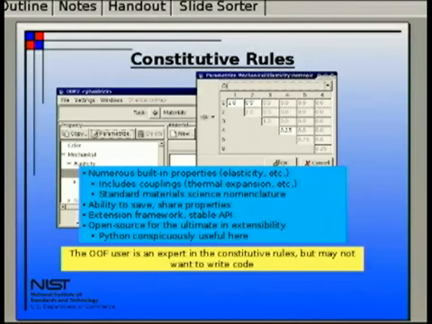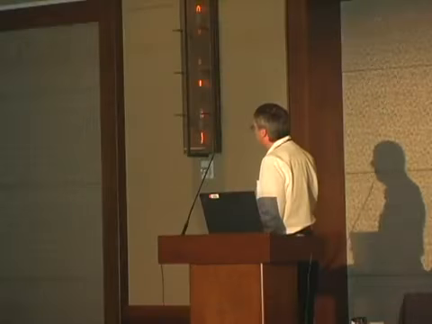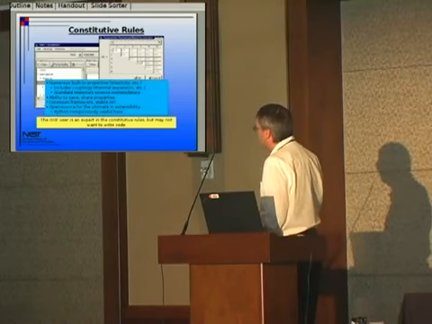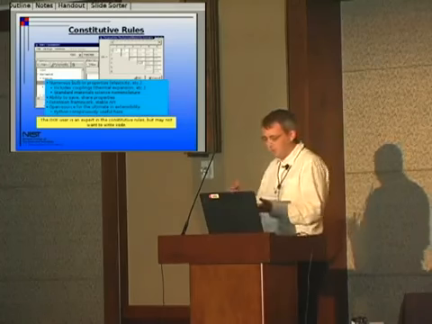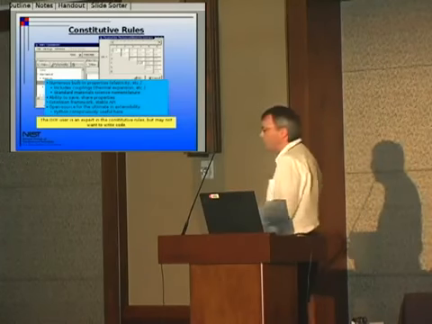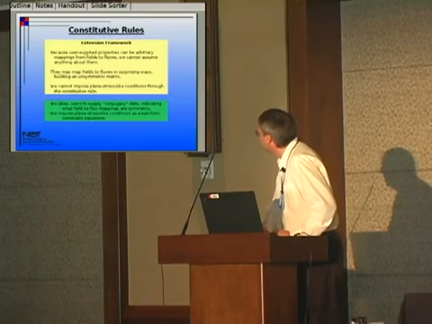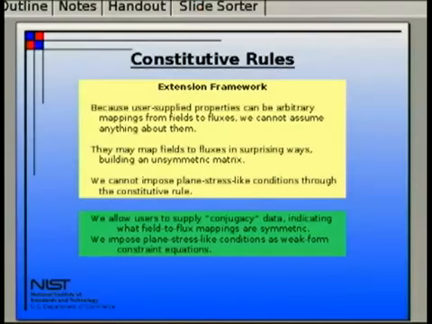So constitutive rules are a very important part, the ability to customize constitutive rules. I just want to take a second to define what a constitutive rule is. As I said before, it's this mapping between fields and fluxes. It tells you how a given material behaves when loaded in a particular way. We have a number of built-in constitutive rules for all the simple things: linear elasticity, thermal conduction, chemical conduction, all this easy stuff we've done. And we have this extension framework, which I will talk more about in a minute. So I'm going to skip over some of this.